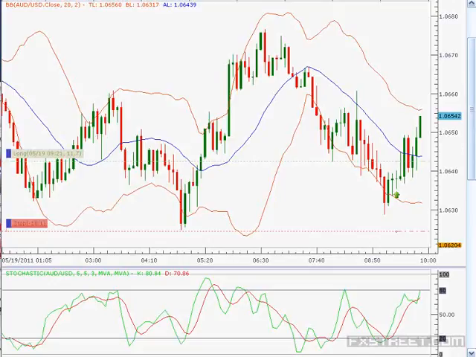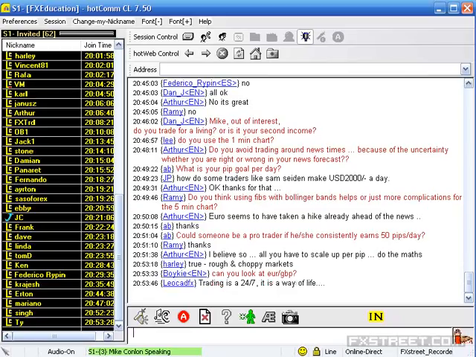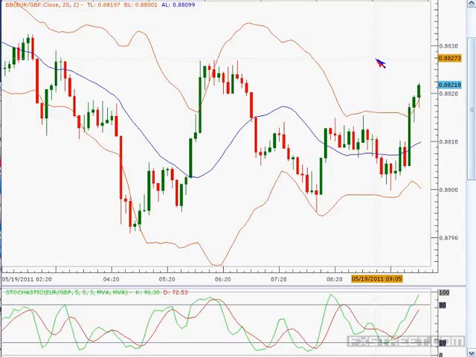Can we look at Euro Pound? Sure. Where do I want to look at this? Let's go right here. Euro Pound. Alright, Euro Pound breaking out to the upside. Looks like it's got a little bit of resistance up here at 88 and a quarter. Let's see what's happening.